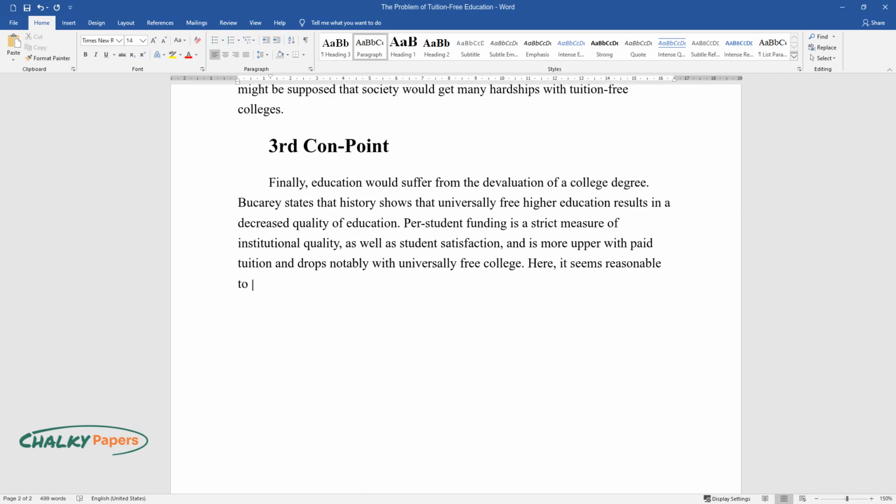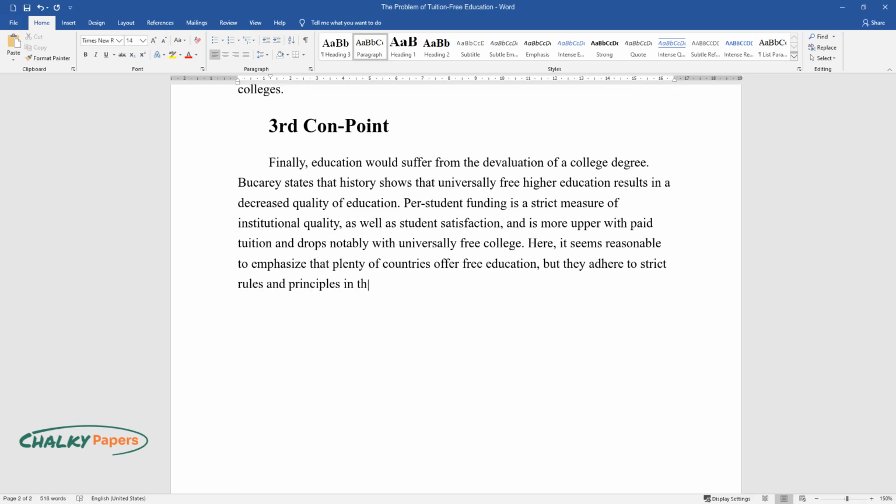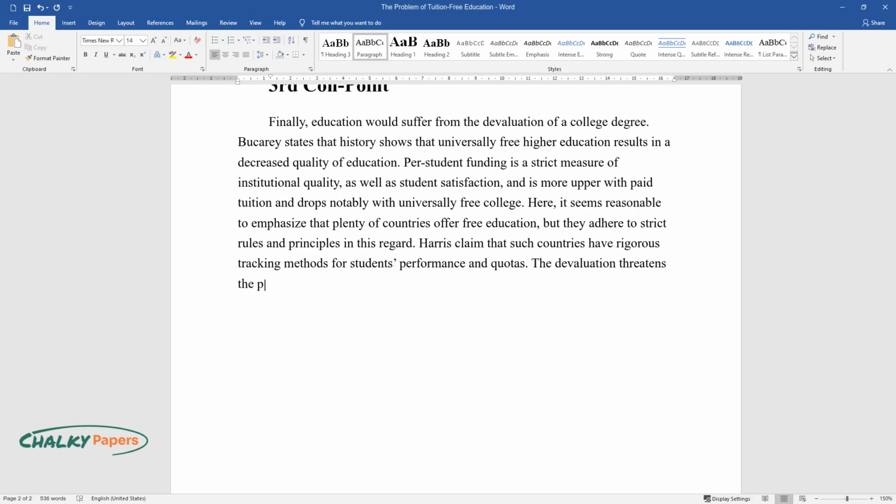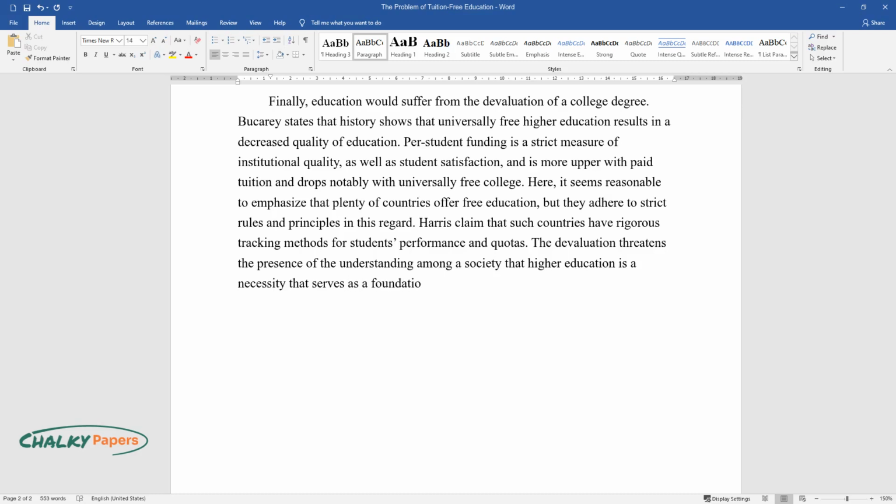Here, it seems reasonable to emphasize that plenty of countries offer free education, but they adhere to strict rules and principles in this regard. Harris claimed that such countries have rigorous tracking methods for students' performance and quotas. The devaluation threatens the presence of the understanding among a society that higher education is a necessity that serves as a foundation for an excellent career.